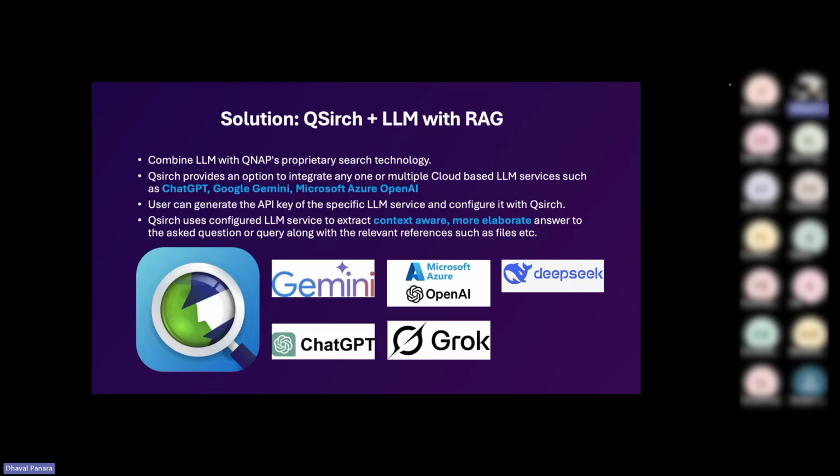So with Qsirch and LLM with RAG, it combines the QNAP's proprietary search technology, which is based off Qsirch, and it integrates one of the cloud LLM models like ChatGPT, Gemini, Azure OpenAI, and then the user can use the API key to access one of these features and configure that API key into the Qsirch. Qsirch will use this configured LLM service to extract the context awareness and elaborate an answer for you.